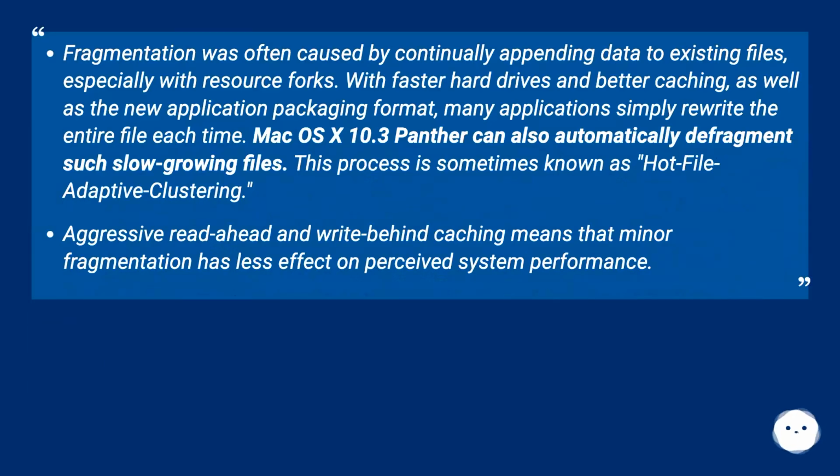Fragmentation was often caused by continually appending data to existing files, especially with resource forks. With faster hard drives and better caching, as well as the new application packaging format, many applications simply rewrite the entire file each time. Mac OS X 10.3 Panther can also automatically defragment such slow-growing files. This process is sometimes known as hot file adaptive clustering. Aggressive read-ahead and write-behind caching means that minor fragmentation has less effect on perceived system performance.